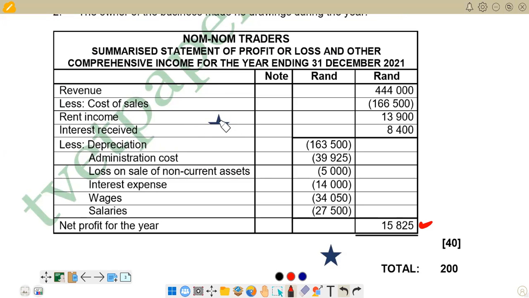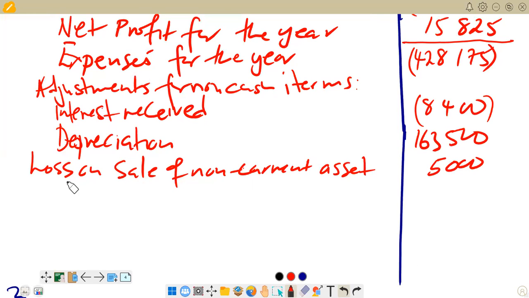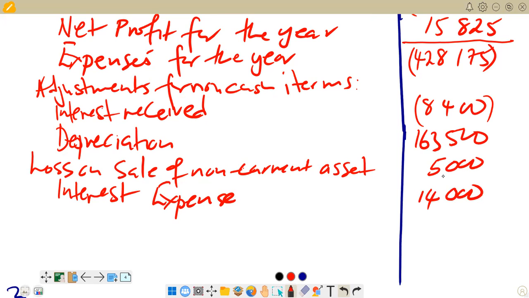we also have interest expense. Right, for interest expense, we have 14,000. And remember, this one is an expense again, so we are going to show it as a positive. So we go there and put that one, which is interest expense. Here we've got interest expense, and the interest expense here is 14,000. So we are going to show it here as a positive.